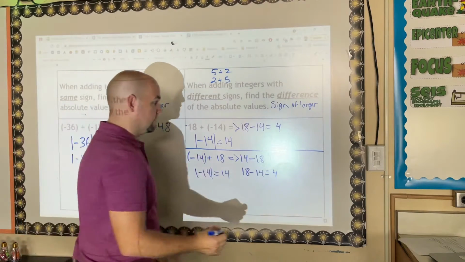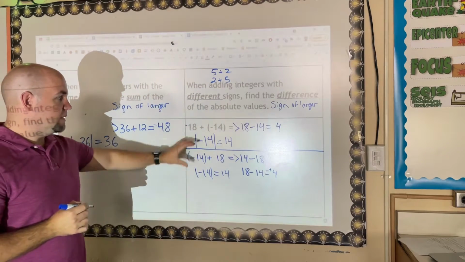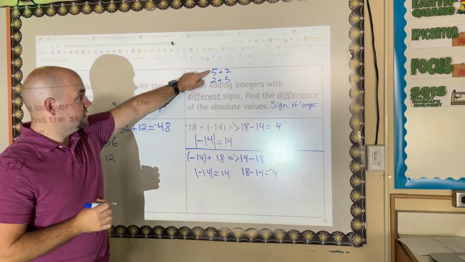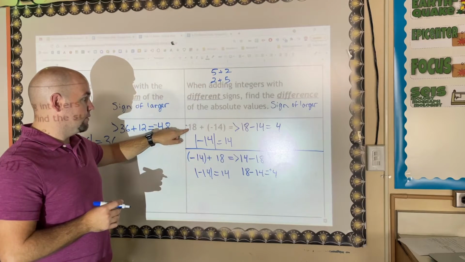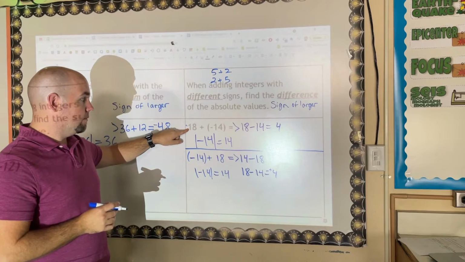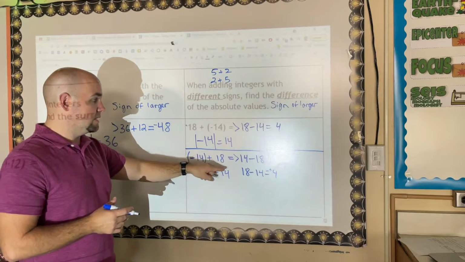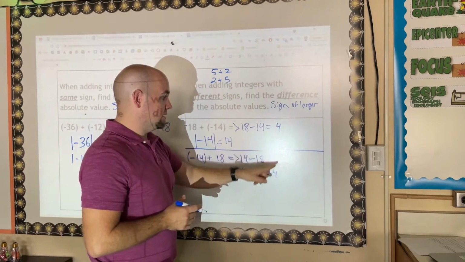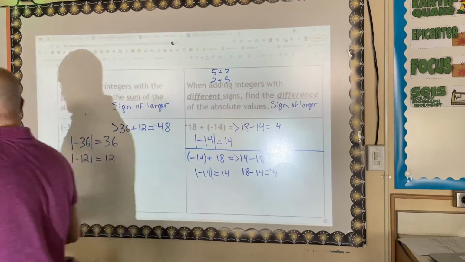Again, this would be that one. So the answer here is a positive 4 as well. So that's me doing the exact same problem. Just like 5 plus 2 and 2 plus 5 are the same thing, I'm allowed to rewrite this problem. 18 plus a negative 14 and negative 14 plus 18 both equal a positive 4. Okay? All right, let me erase this and move on.